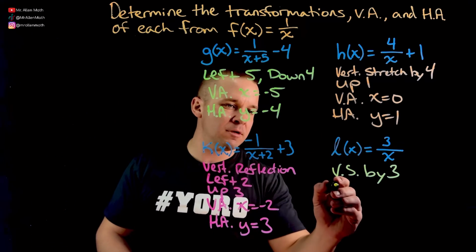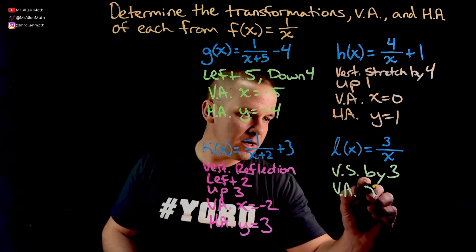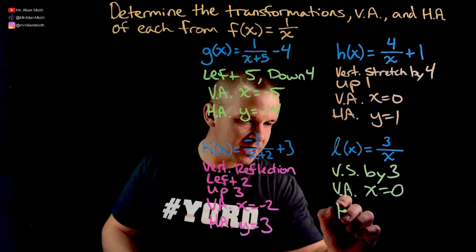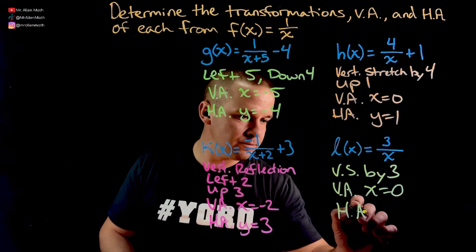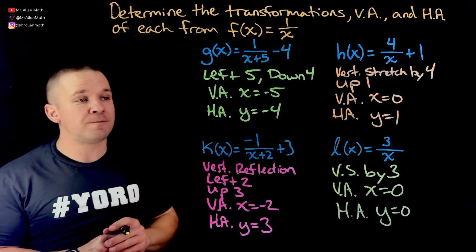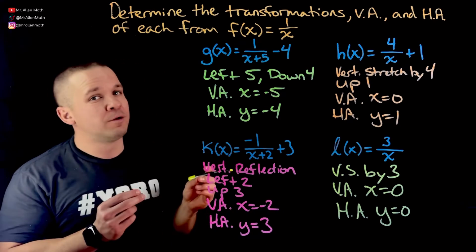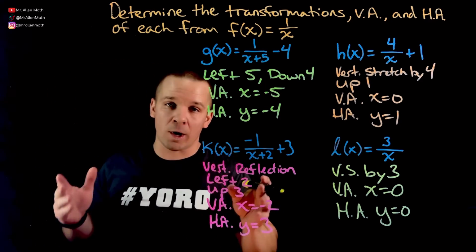I don't shift left or right, so my vertical asymptote will be x equals 0. My horizontal asymptote didn't shift up or down. It's going to be y equals 0. As those x values get infinitely larger, 3 divided by an infinitely larger number is going to get really, really small and approach 0, but never quite get there.